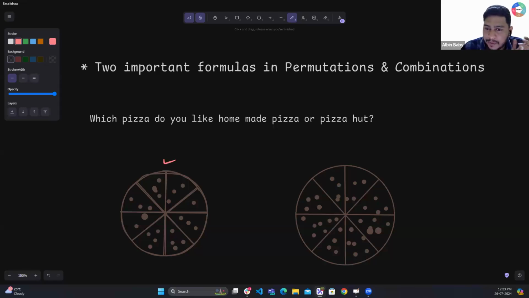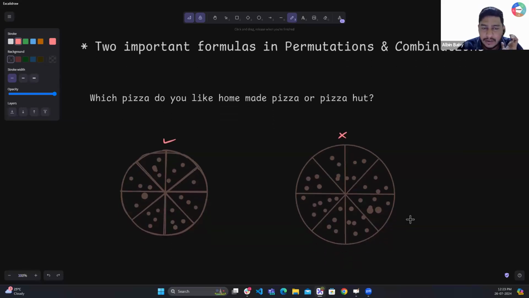Okay, so I would prefer homemade pizza over Domino's or any other brand. Okay, so it looks good. See, the cheese is dropping from the pizza, but I would prefer a homemade pizza by my mom because it's much better and healthy, right?